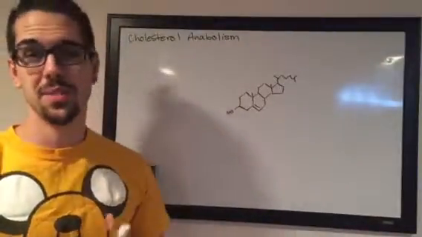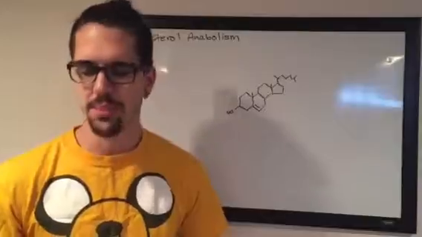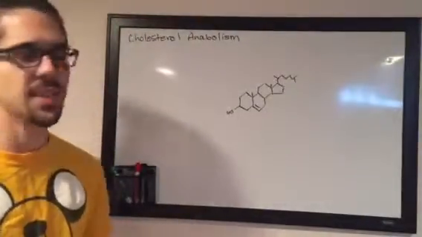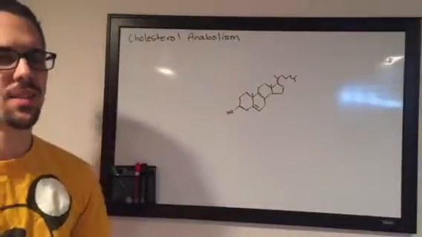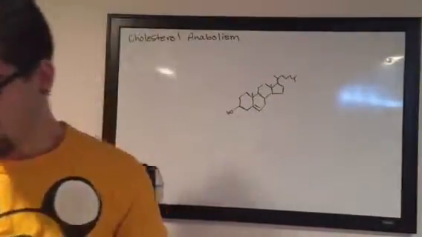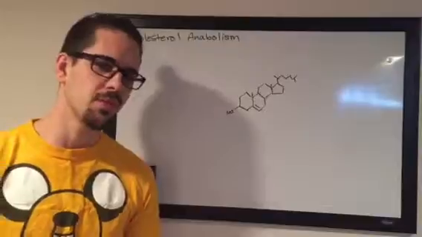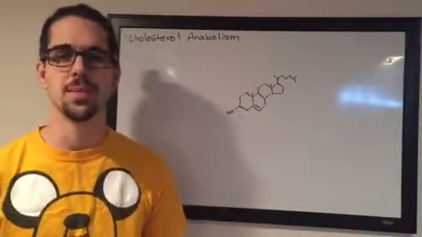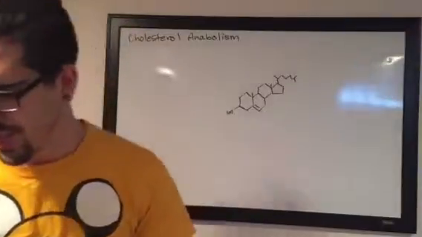Alrighty, as the board says, we're going to be talking about cholesterol anabolism. There is no cholesterol catabolism. Our body doesn't break down cholesterol. It's going to use any kind of cholesterol it has in the body. Your body's going to use about 50% of cholesterol from your diet, and it's going to make about 50% of its own cholesterol. Obviously, those numbers can vary depending on your diet.